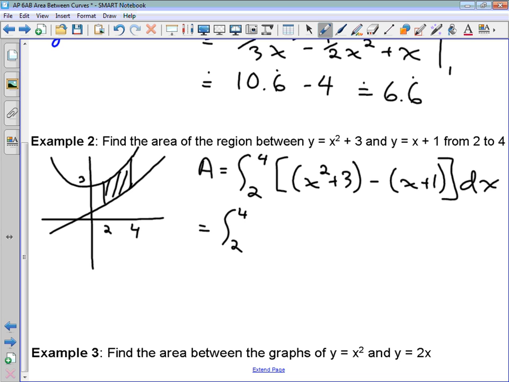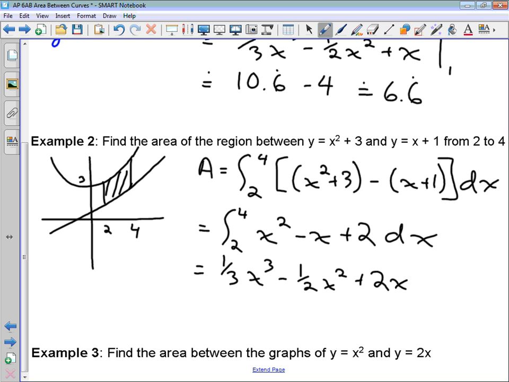And just like in the previous one, we can do a bit of simplification here. We can rewrite this as x squared minus x plus 2 dx, which again is a fairly straightforward integral. We'll have 1/3 x cubed minus 1/2 x squared plus 2x evaluated from 4 to 2. And again, unless it asked you for an exact answer, you would probably just plug this into your calculator. And again, you get 16.6 repeated here.